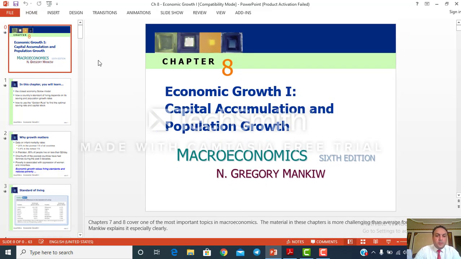We are going to study our new topic about economic growth. The first part of economic growth, in this chapter, is about capital accumulation and population growth, and we will continue at the next chapter, inshallah. Also, the second part of economic growth.